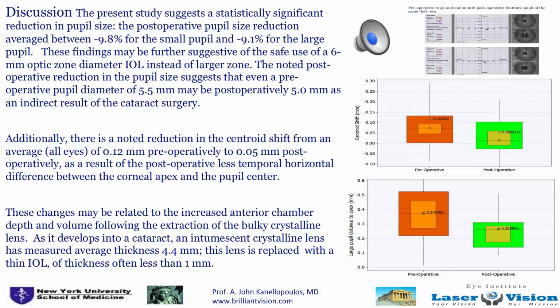As it develops into a cataract, an intumescent crystalline lens has a measured average thickness of 4.4 millimeters. This lens is replaced with a thin IOL, whose thickness in its center is usually less than a millimeter. And on the right side here, at the top, you can see the differences in centroid shift from preoperative to postoperative. Preoperative is orange, postoperative is green, and the large pupil center distance from the apex on the bottom graph shows the preoperative again in orange and the postoperative in green.